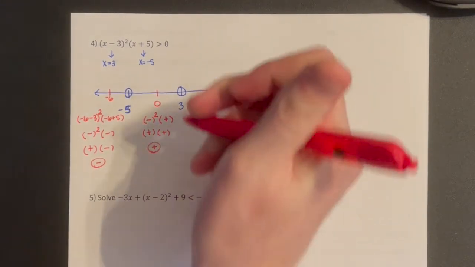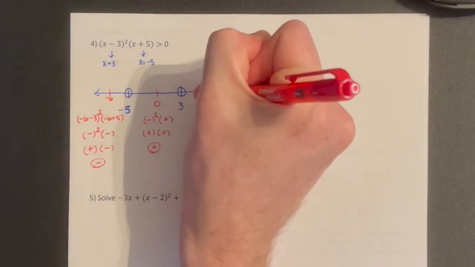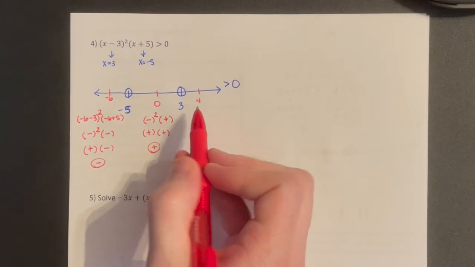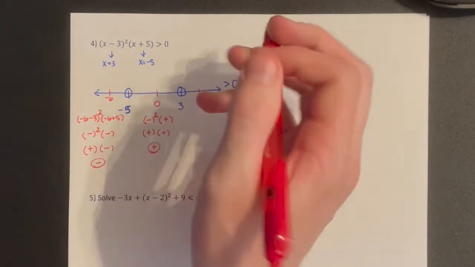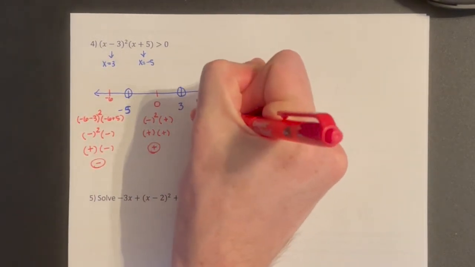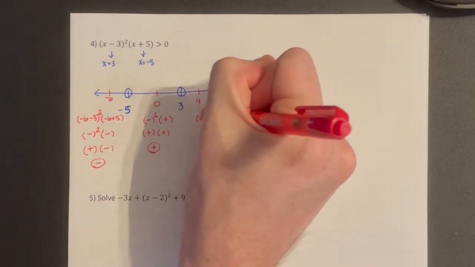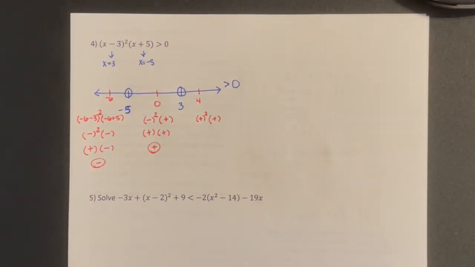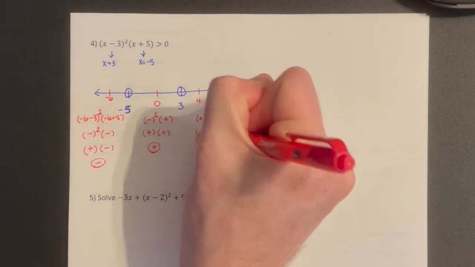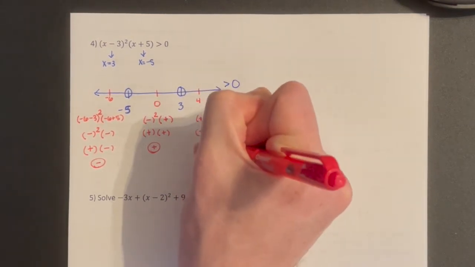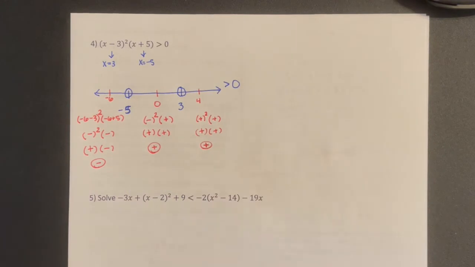All right, and then lastly, pick a value to the right of 3, like 4. So we plug that in. 4 minus 3 is positive, it's squared, and then 4 plus 5 is still positive. So we get a positive squared, which is just positive, times a positive maintains a positive.